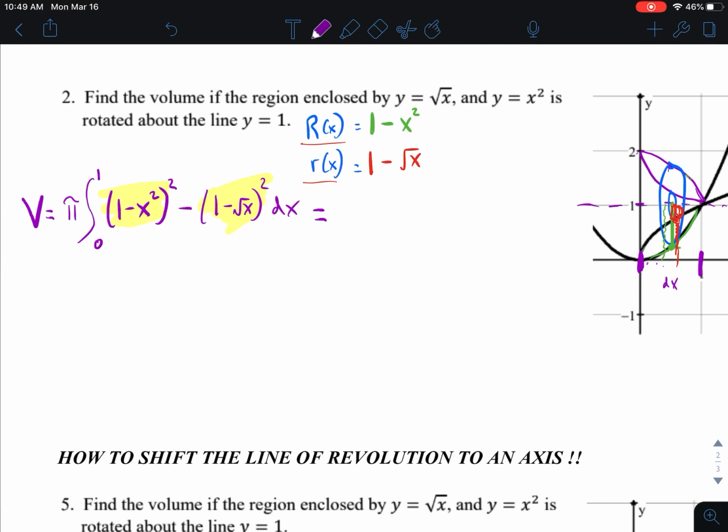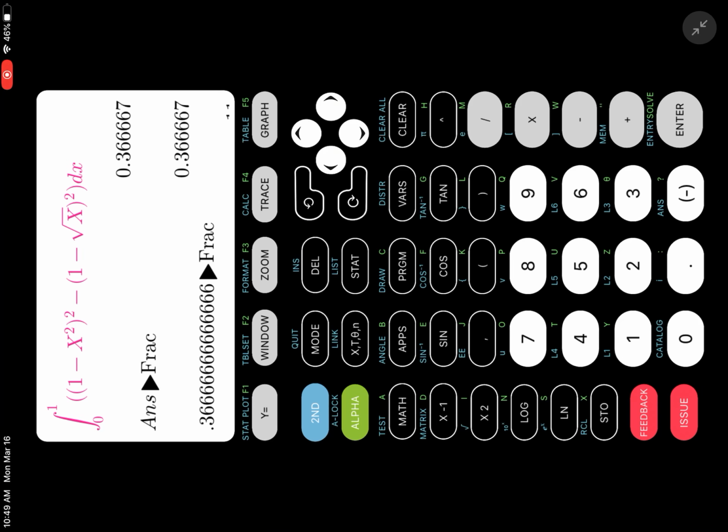I plugged it into the calculator. This is not going to turn around, so just turn your head and look at the screen. I typed it in very carefully. I double-checked that what I typed in was right, and then I got that. I thought, you know what, that's a decimal. I want pi in my answer. Notice I did not put pi up here. I could have.